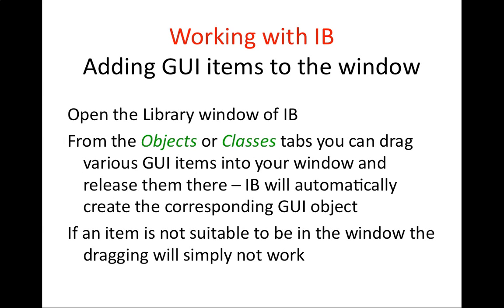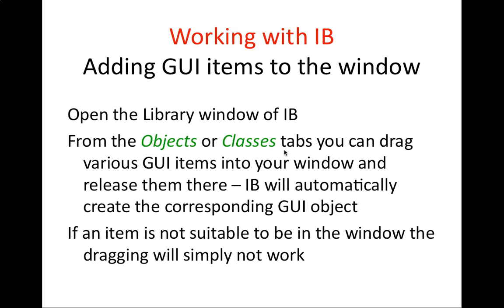So in terms of working with the interface builder, adding GUI items to the window: you open the library we've seen so far, and you drag objects. The library actually has a couple of different views to it. The object view is the one that's going to give us all of the UI labels, UI buttons, round rectangular buttons, all those little things that we've been using so far. From the objects or the classes tab, you can drag various GUI components and put them on the window, release them, and it automatically creates the corresponding GUI object.